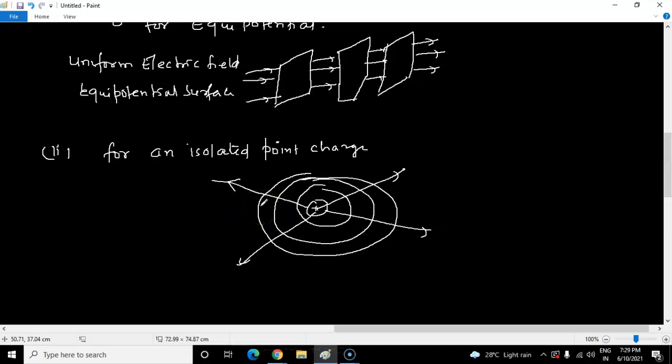Now in the next class we will study electric potential energy.